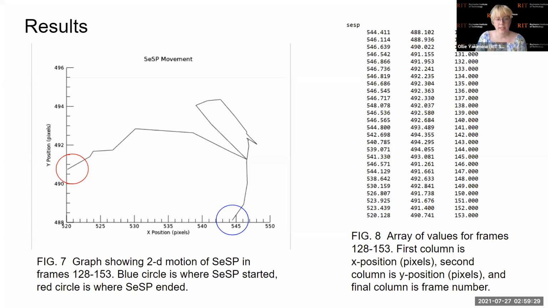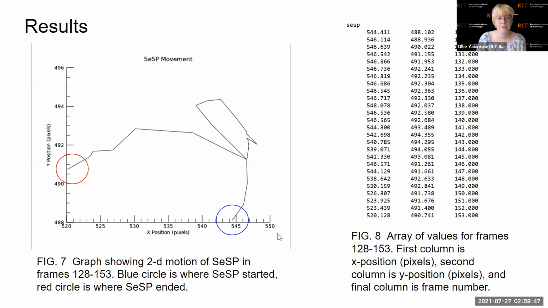Now, in our figures here, we see the array of values for frames 128 to 153 of the video in figure 8. In the first column, we have our x position of the center, we have our y position of the center, and we have our frame number.